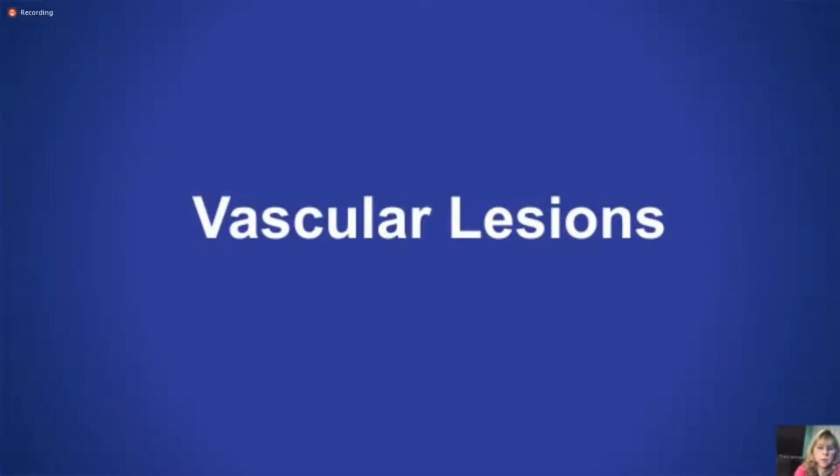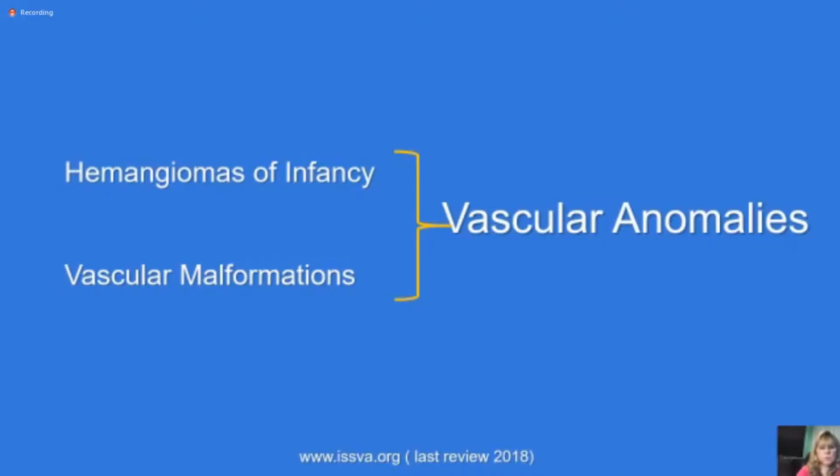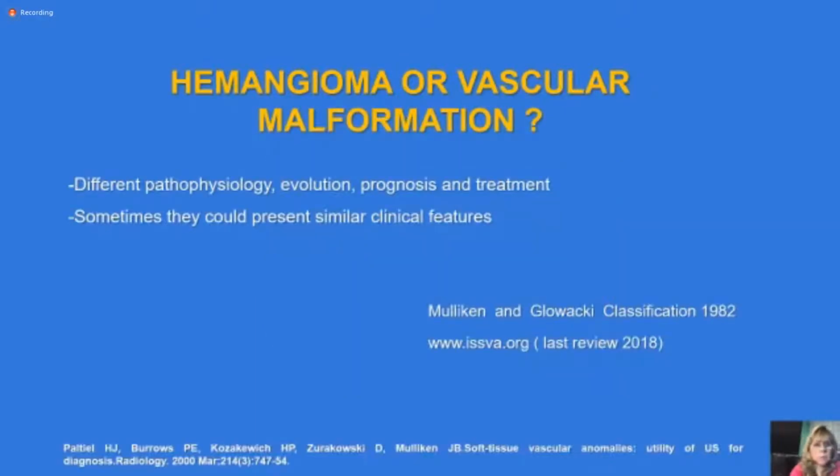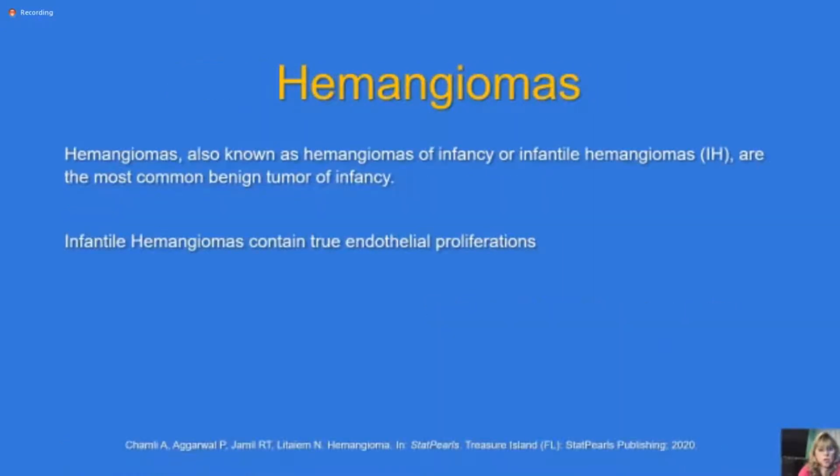Another request for dermatologic ultrasound is vascular lesions. Vascular anomalies or vascular lesions, the most common ones, are hemangiomas of infancy and vascular malformations. First, some words about hemangiomas. Hemangiomas and vascular malformations are completely different. They have different pathophysiology, evolution, prognosis, and treatment, so it is very important to have a differentiation of these entities.